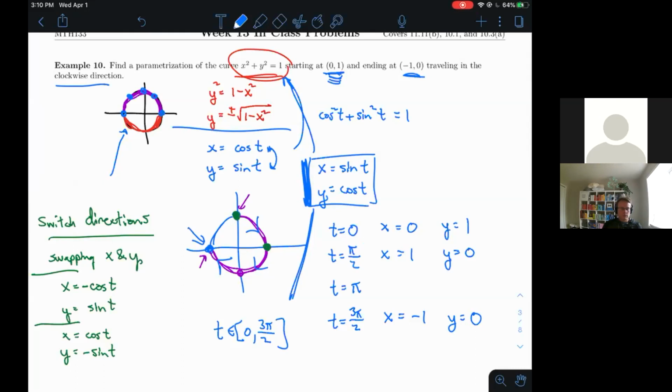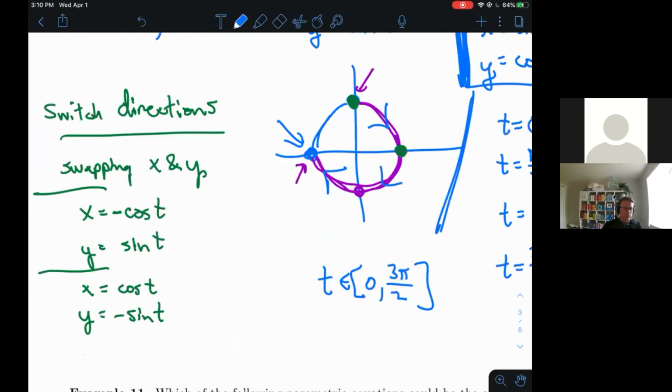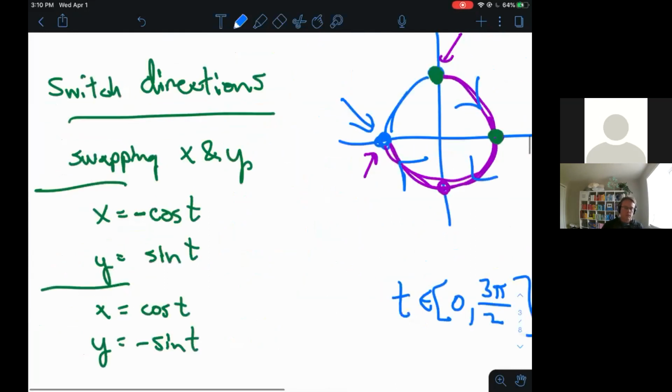And then for changing directions, switching the x and y often works, or those two things written over there, where you can just try putting a negative in front of one of them. So stick with simple values. Try just changing a sign if you need to go the other way around the circle, and see if that does it.